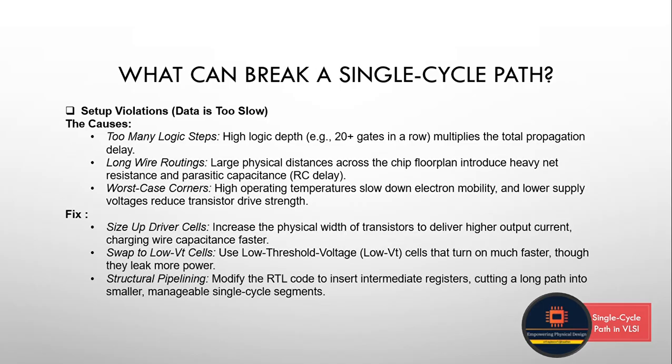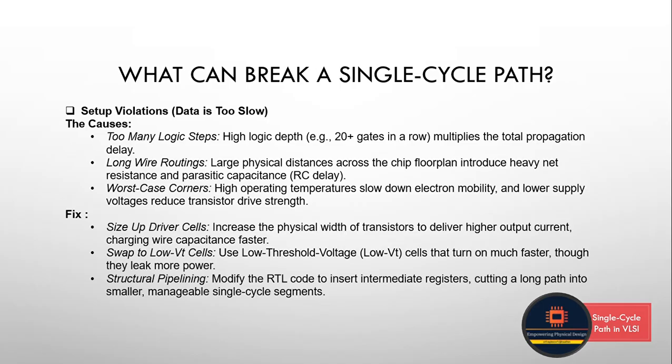So we all know exactly why setup violations happen. When the data is too slow, that's when we see a setup violation. That means the data arrives much later than it is expected to reach. Okay, because the data must arrive before the required time for setup. So if it is too slow, it will reach after the required time, right? So the data is too slow.